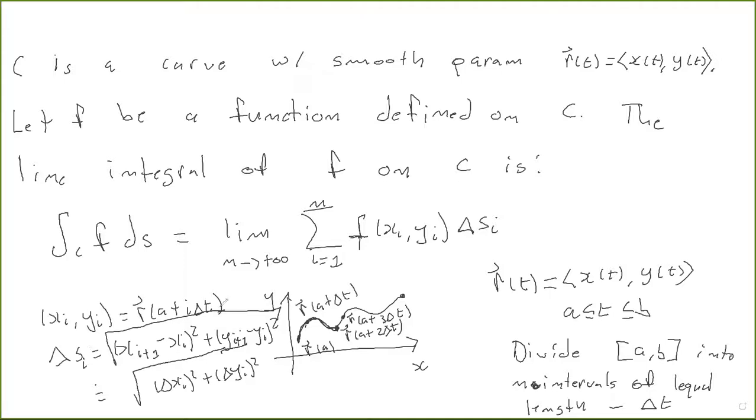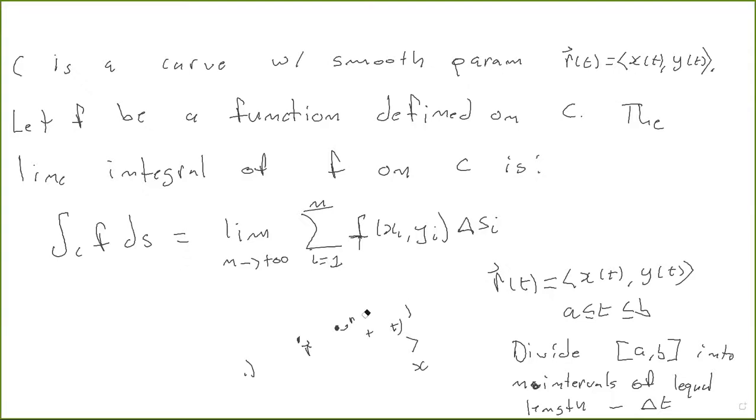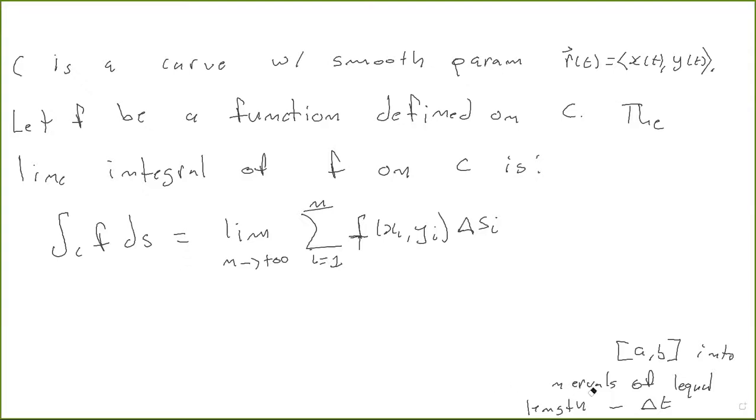Okay, so now the idea is as we take smaller and smaller subdivisions, in other words, as n goes to infinity, delta si is going to go to the actual arc length, and this is going to approach a certain integral. And we want to be able to write this integral in terms of an integral that we can actually compute without having to do Riemann sums.